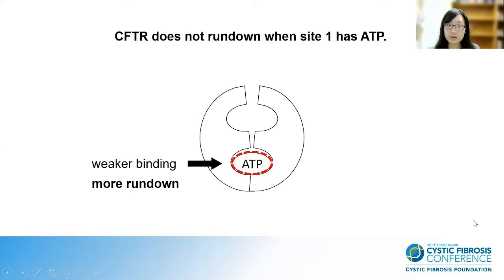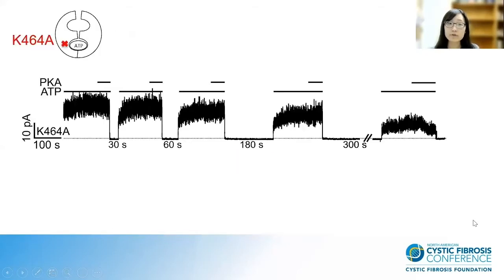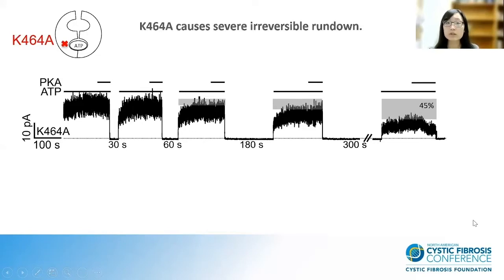If this idea is correct, when binding of ATP in Cy1 becomes weaker, rundown should happen more often. We can make mutations to test if this is true. The K464A mutant in Cy1 destabilizes the electrostatic interaction for ATP binding, so the affinity for ATP in Cy1 becomes lower. Here are the K464A channels. It clearly shows that a very large fraction of current is lost after ATP washout, meaning that the irreversible rundown is much worse than wild type, which would have just decreased by 20% in the same condition.